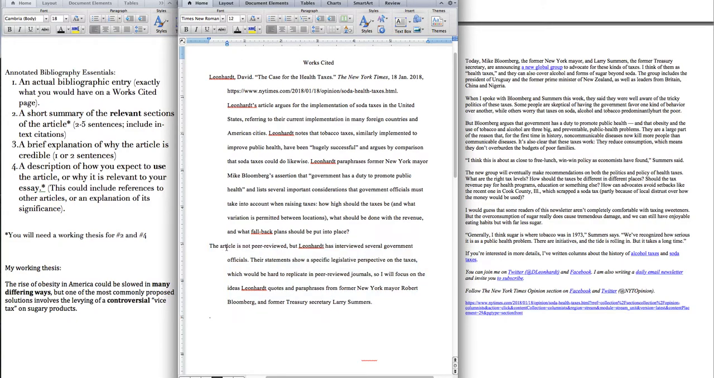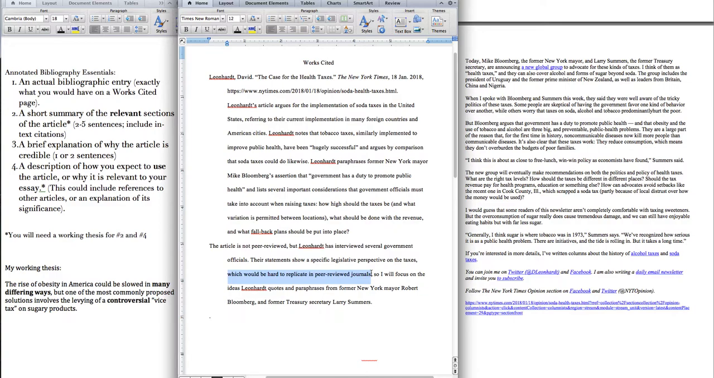I've started by saying this article isn't peer-reviewed, but Leonard has interviewed several government officials. They aren't peer-reviewed either, obviously. But they are voted for. Their statements show a specific legislative perspective on the taxes which would be hard to replicate in peer-reviewed journals. That's why I'm not using a peer-reviewed source.